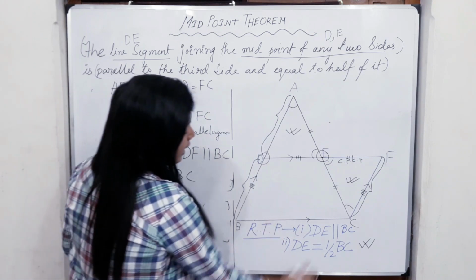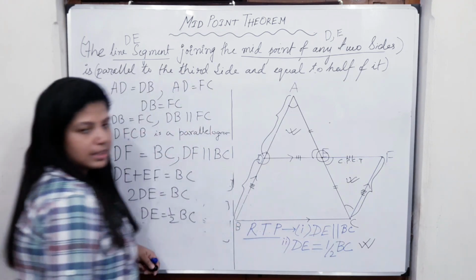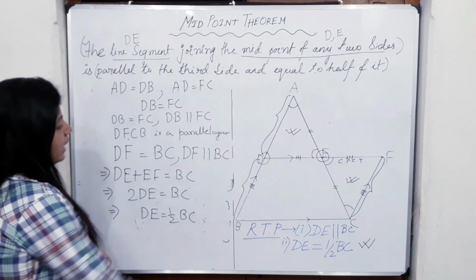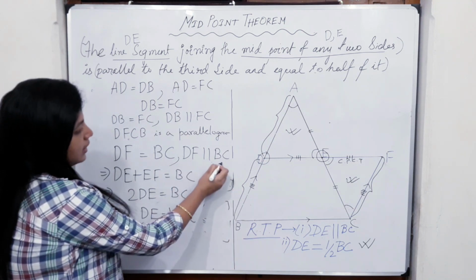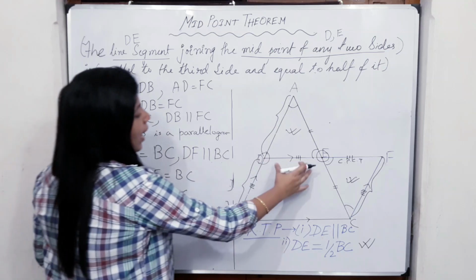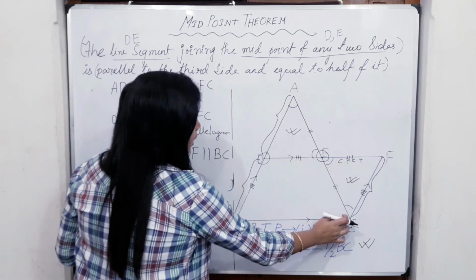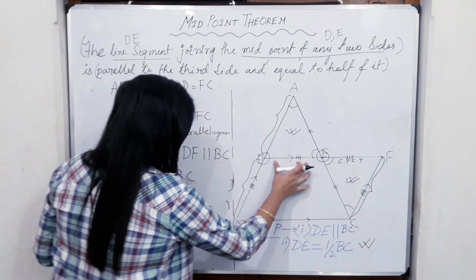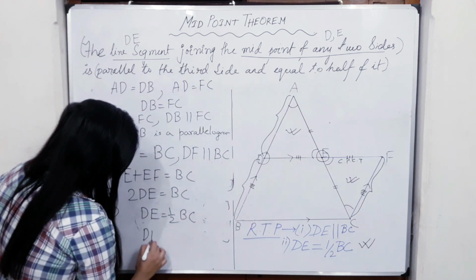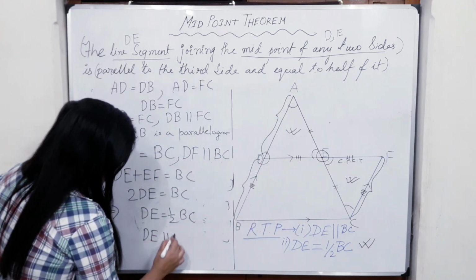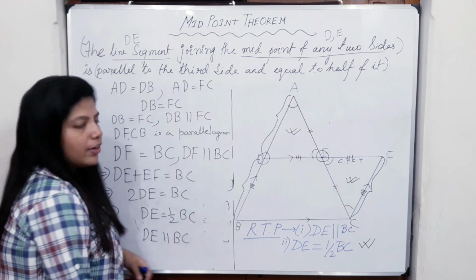One more part is there. DE is parallel to BC. Now since DF is parallel to BC, and DE is a part of DF, if the whole one is parallel to BC, it is obvious that DE is parallel to BC. Hence the theorem is proved.